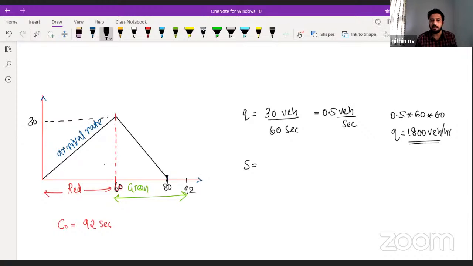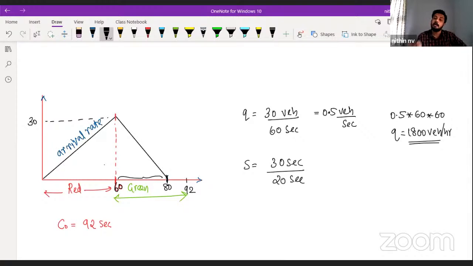Now, if they are asking the saturation flow, in the previous case they were giving the graph like this, from 0 it is going like that. If they are giving it like this, decreasing, then what can we do? Can I take simply 60 seconds divided by their corresponding time? Can I take simply like this? Can I take 30 vehicles divided by 20 seconds?